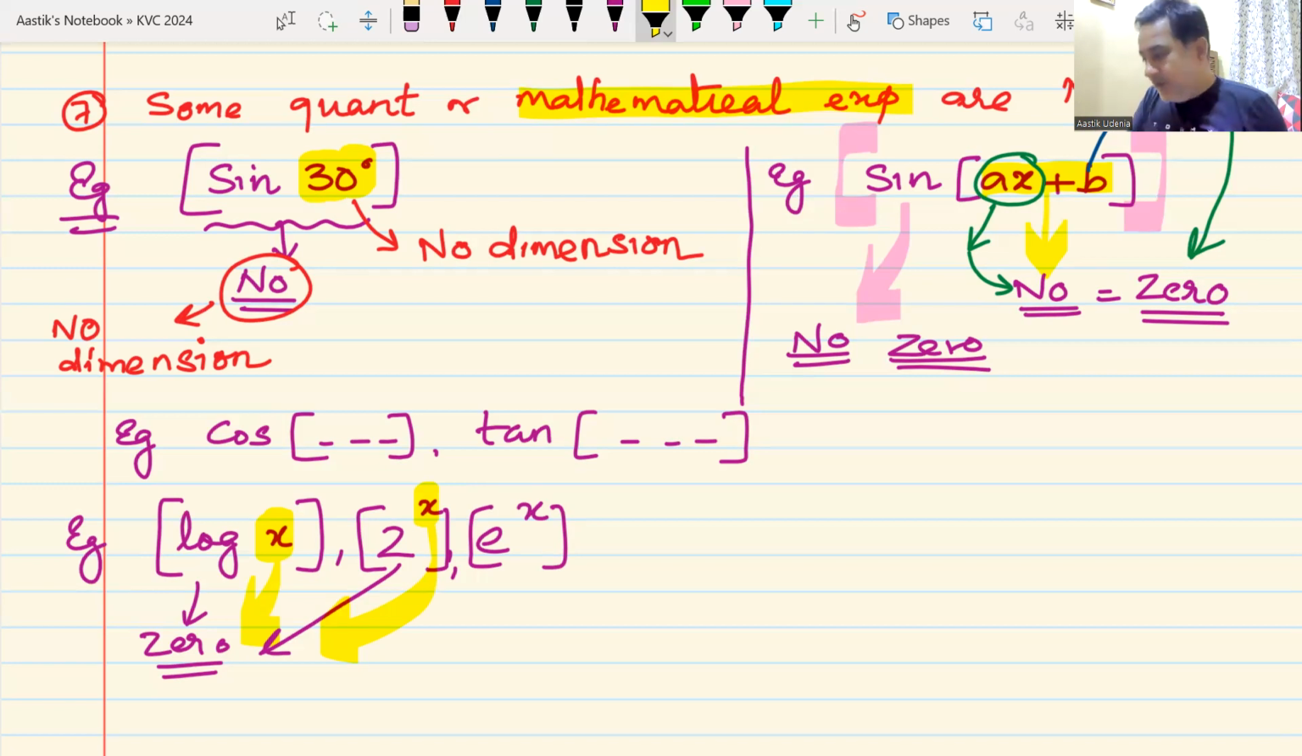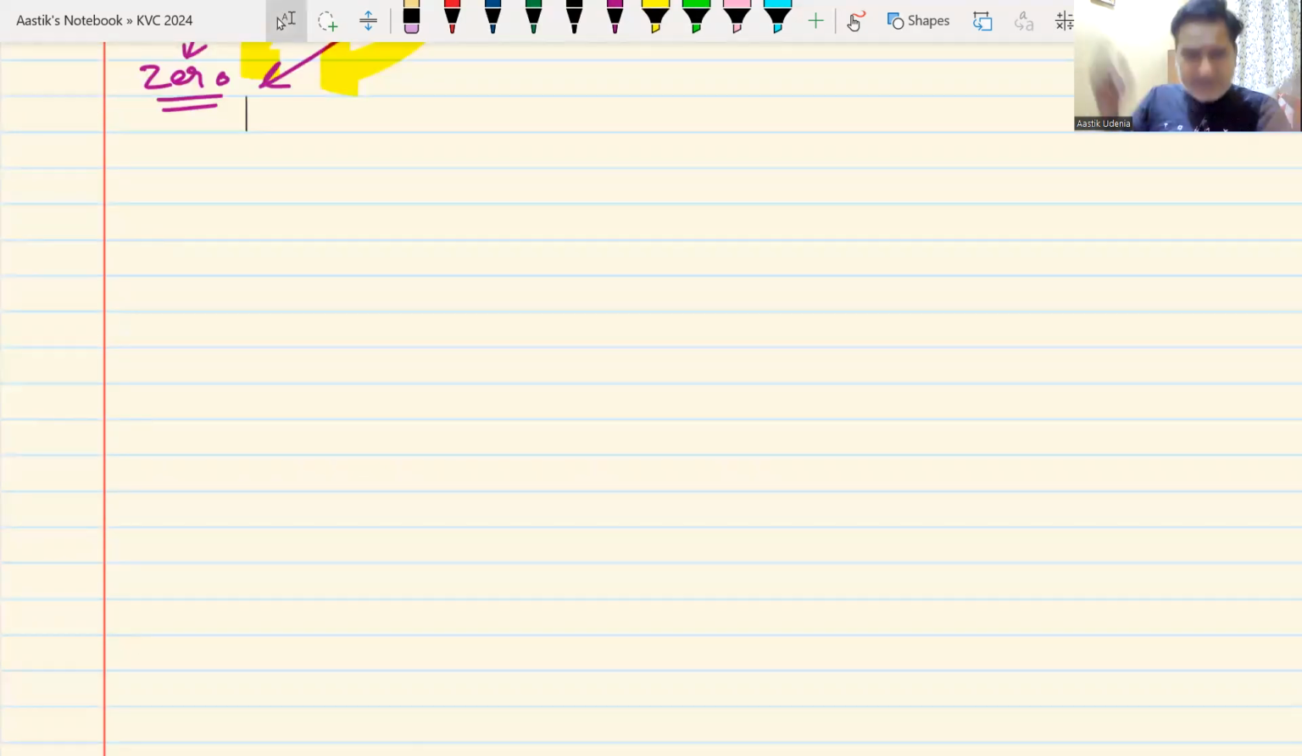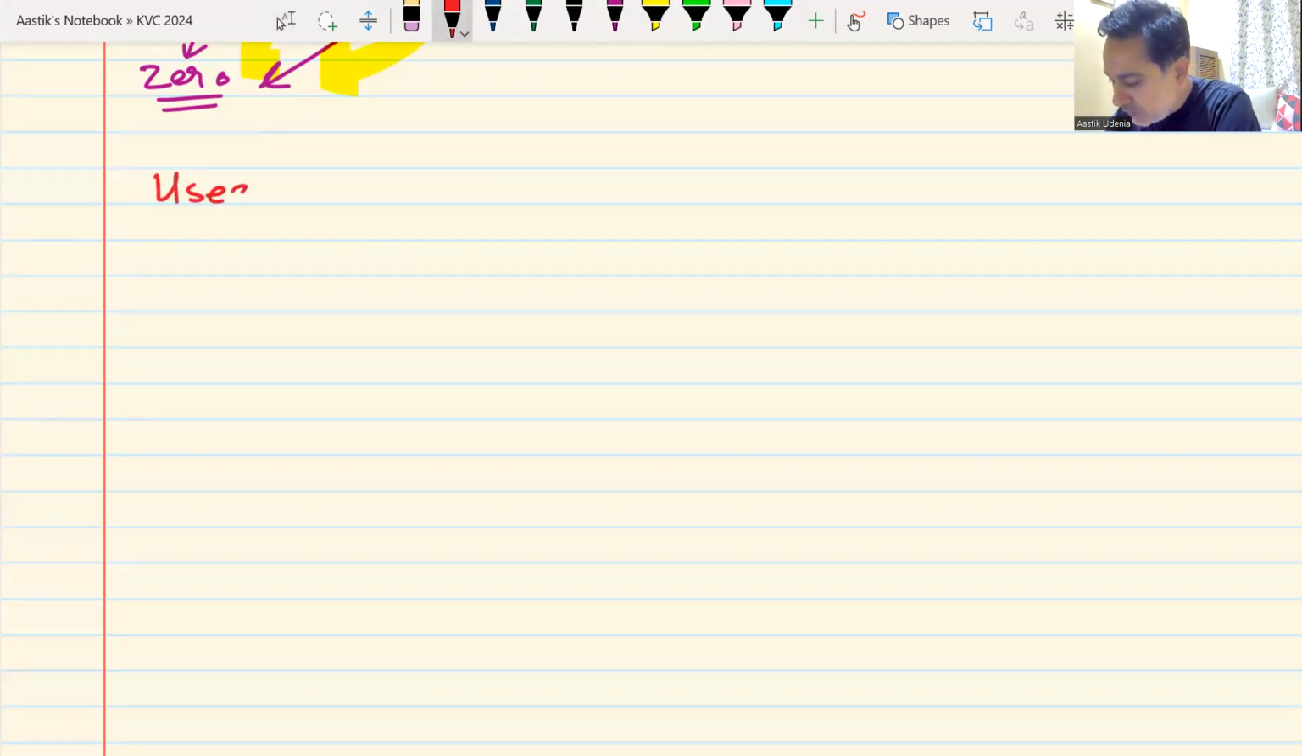So we move on to solving some questions of this chapter, and again we will be doing them as types. Now instead of calling them types, I may call them by different names. So let us now write the next heading, uses of dimensional analysis. Now this is how I start with putting whatever I have learned in solving some questions.